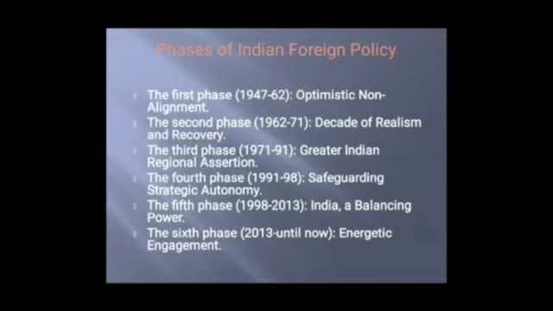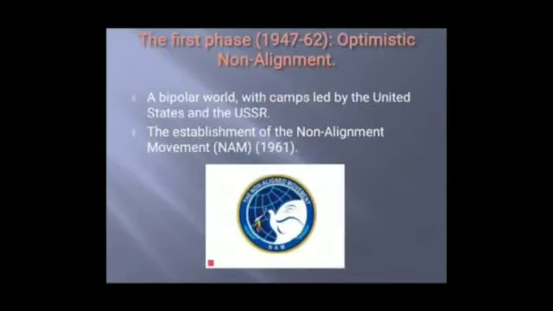Now if I start with the first phase, this period is marked with the setting of a bipolar world. As written, a bipolar world with camps led by the United States and USSR. And India's objectives in this phase were to resist dilution of its sovereignty, rebuild its economy and consolidate its integrity. That was the major objective of India in this phase of optimistic non-alignment from 1947 to 1962.